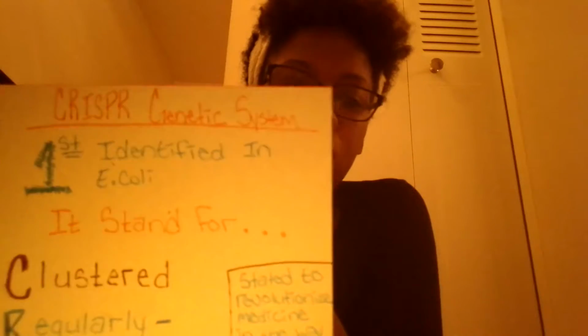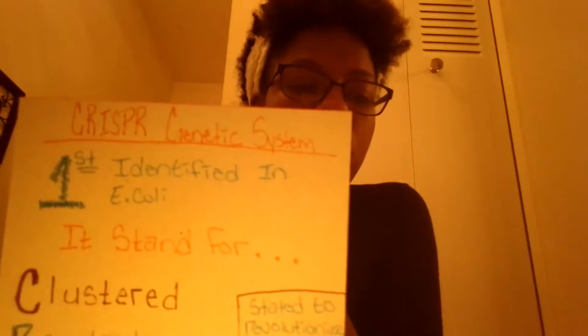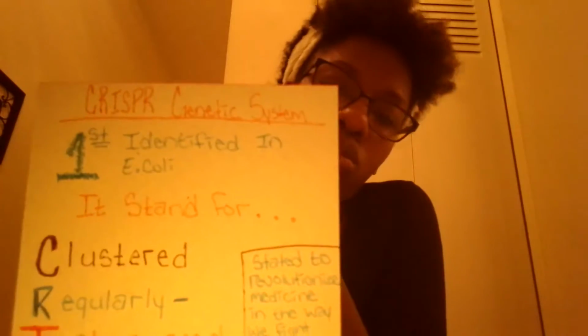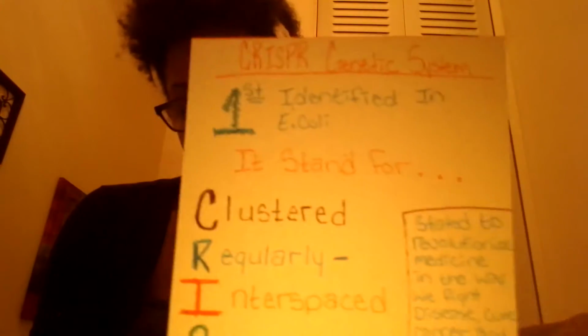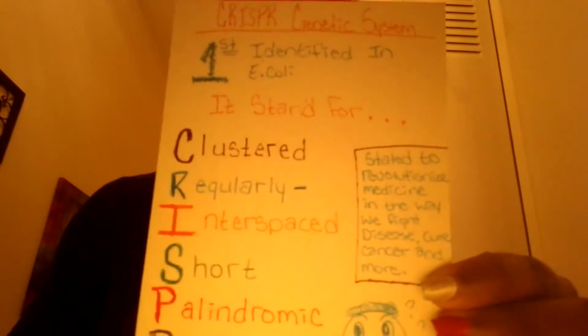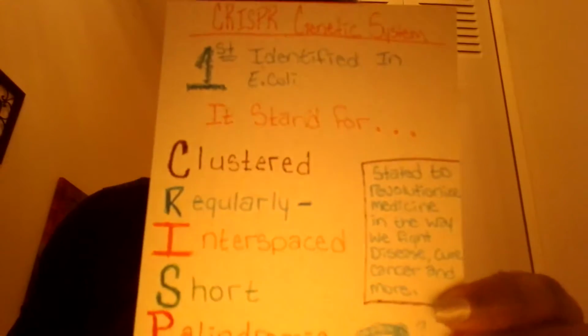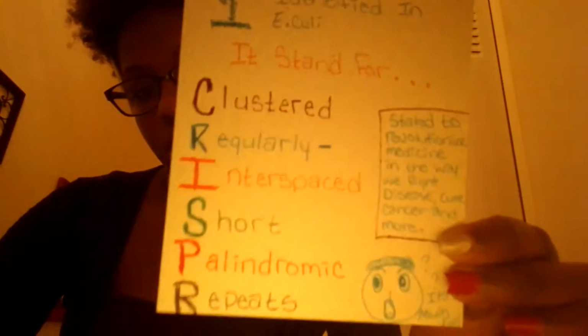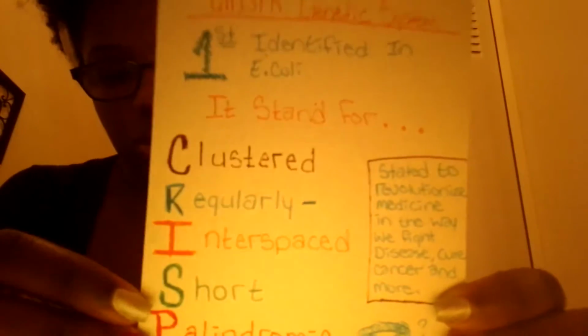First off, what is CRISPR? It was identified first in E. coli. It stands for Clustered Regularly Interspaced Short Palindromic Repeats. Researchers have stated that it will revolutionize medicine in the way we fight diseases and cure cancer, amongst other things.